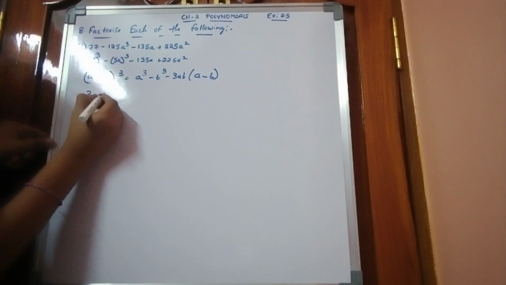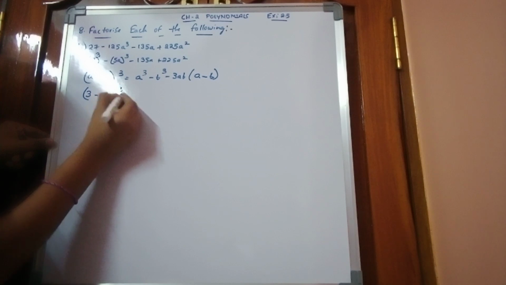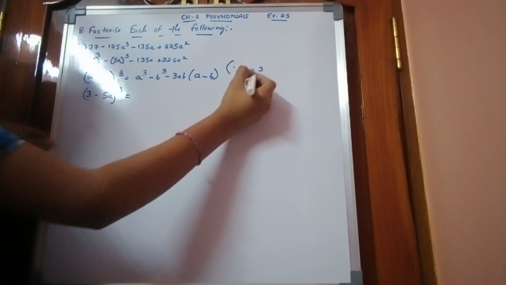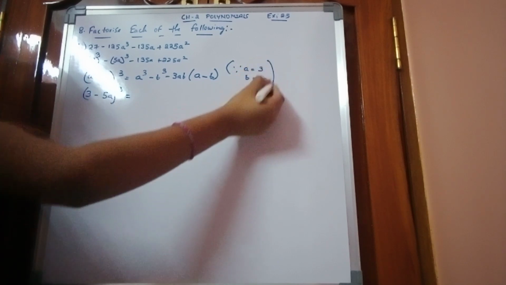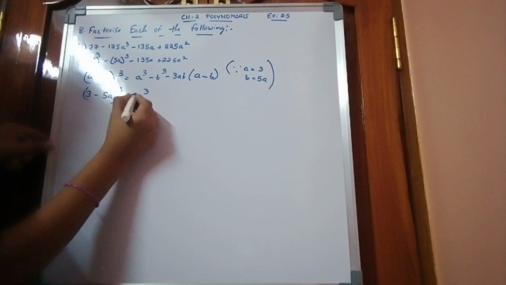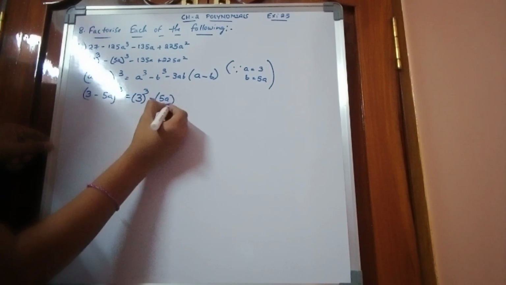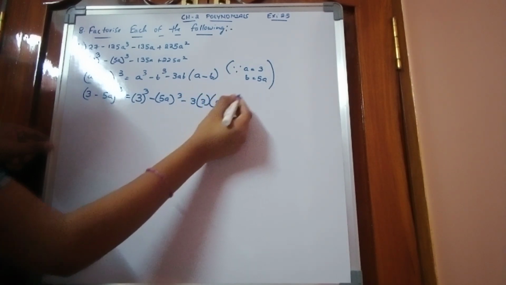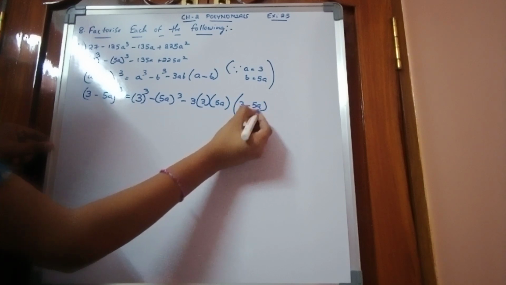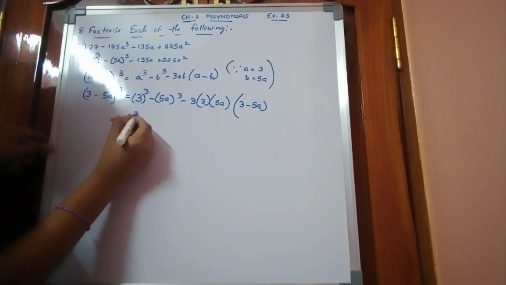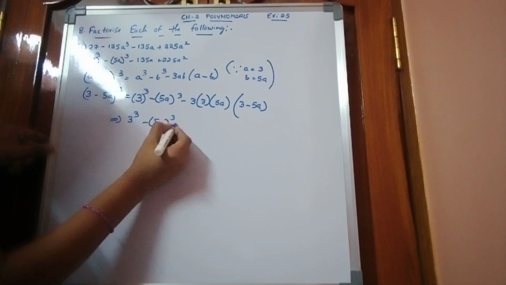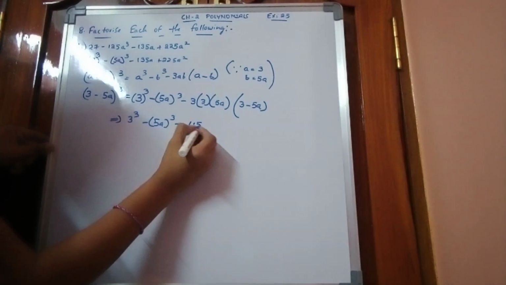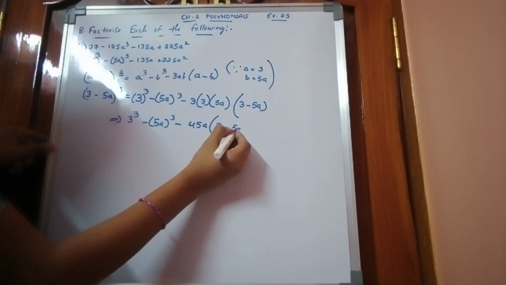So (3 minus 5a) whole cube is equal to, keeping in brackets, a is equal to 3 and b is equal to 5a. So 3 whole cube minus (5a) whole cube minus 3 into 3 into 5a of (3 minus 5a). So this implies 3 cube minus (5a) whole cube minus, 3 3s are 9 and 9 5s are 45, so we'll get 45a of (3 minus 5a).